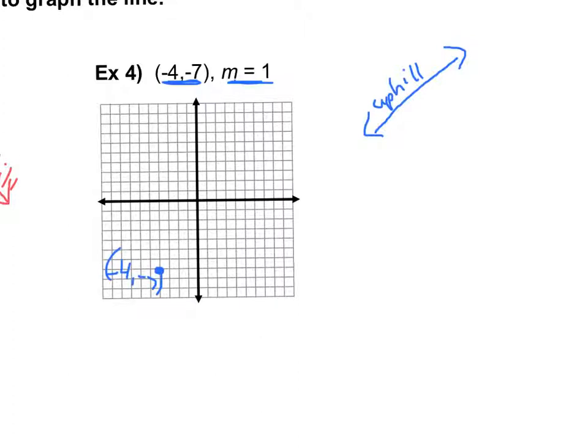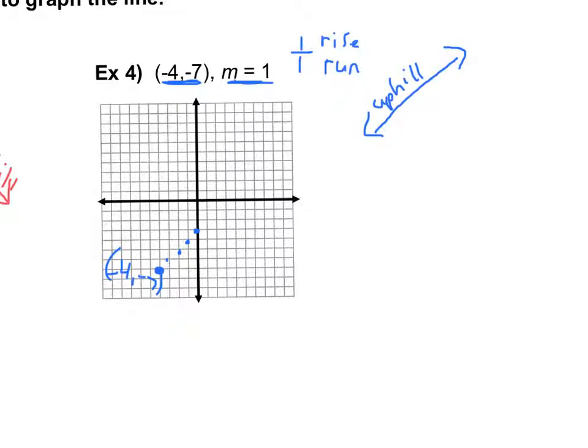All right, so this point is negative 4, negative 7. When I have a slope of 1, that means it's really 1 over 1. So you have a rise of 1 and a run of 1. So anytime you have a whole number, you have to put it over 1. All right, so I start here and I go up 1 and over 1, up 1 and over 1, up 1 and over 1, up 1 and over 1.